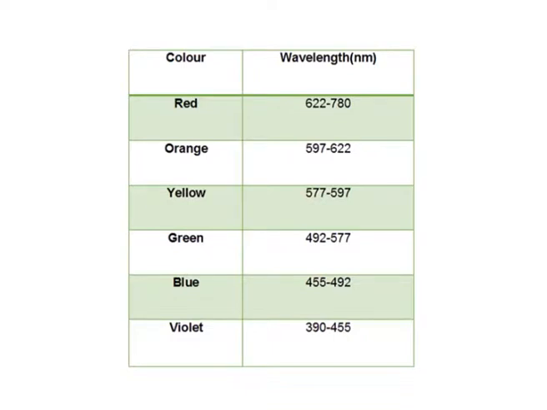The wavelength of various colors of the visible spectrum is given in the table below. That is the color and the wavelength. Red, it is 622 to 780 nanometers, orange 597 to 622 nanometers, yellow 577 to 597 nanometers, green 492 to 577 nanometers, blue 455 to 492 nanometers and violet 390 to 455 nanometers.